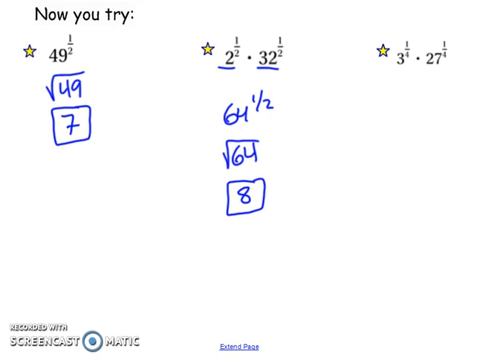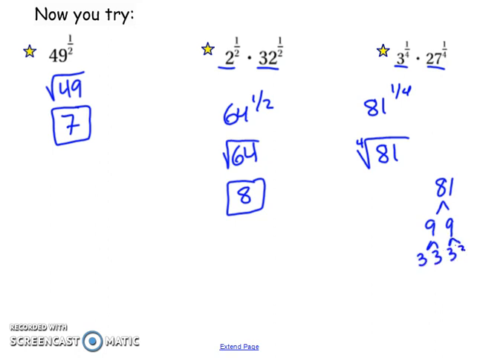Okay, now 3 to the 1/4 times 27 to the 1/4. So 3 times 27 is going to be 81 to the 1/4. So if I want to rewrite that, that's going to be the fourth root of 81. So my exponent was 1, the index is 4, and now I'm just going to break this down. So if you need to use your trees, go ahead. So 9 and 9, 3 and 3, and 3 and 3. We're looking for groups of 4 of the same number. So here's a group of 4. So 3 would be our answer.